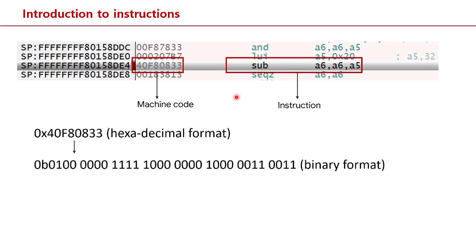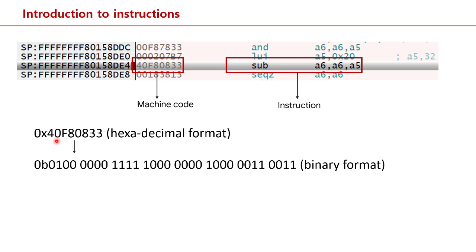Now let's dive into more about how the RISC-V core identifies the machine code, based on another example instruction, that is the SUB assembly instruction. As you can see, this is the machine code. The corresponding instruction for this machine code is the SUB assembly instruction. This machine code can be converted into binary format.